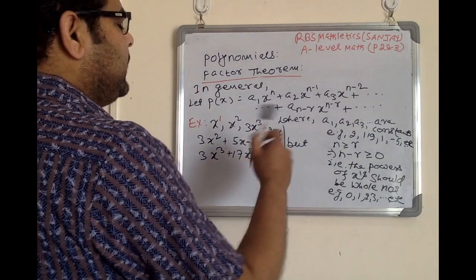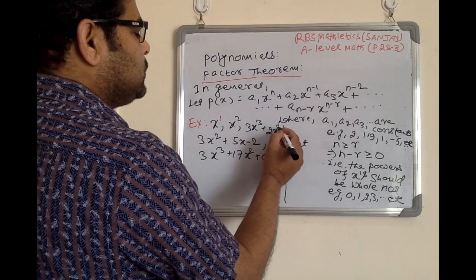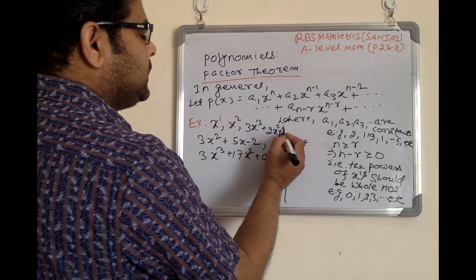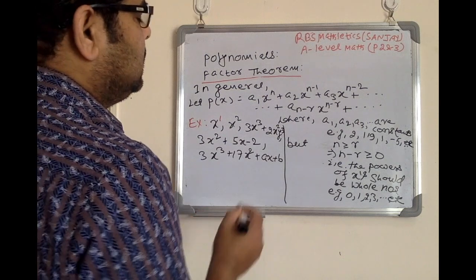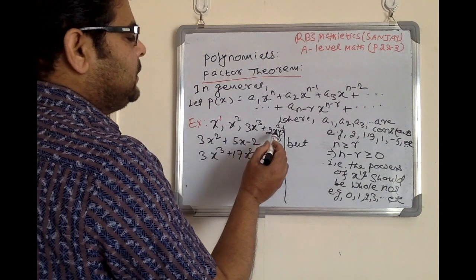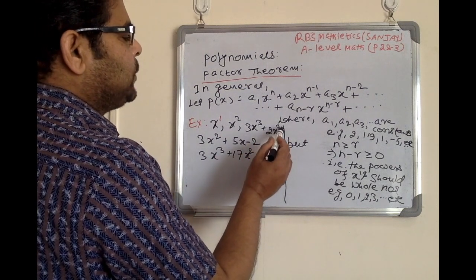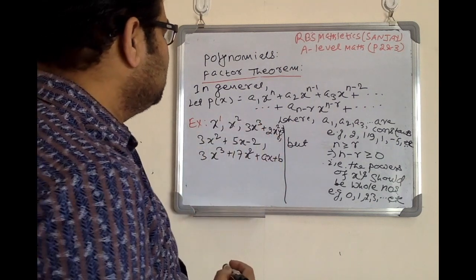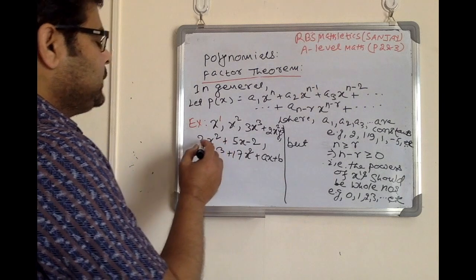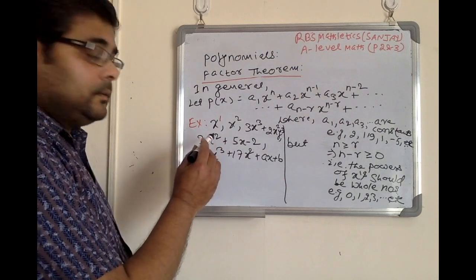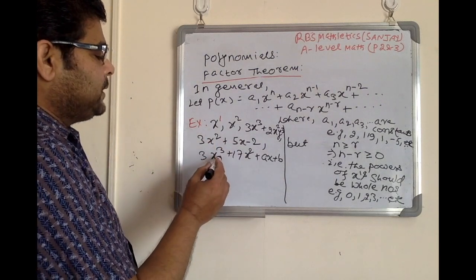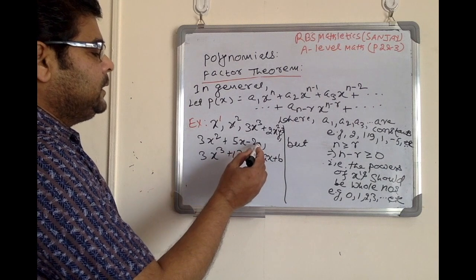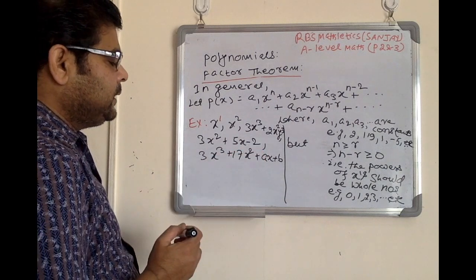For example, if I put the value of x as 2 and y as 3, then the total power of the variables is 2 plus 3, which is 5. So in that case the degree of this polynomial is going to be 5. Now here you can clearly see the highest power is 2 and here the highest power is 3. So this is a polynomial of degree 2 and this is a polynomial of degree 3.